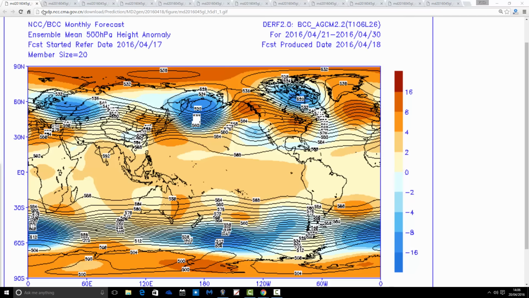Right, we'll start off with the 500 millibar height anomalies for the next month. And then we'll have a look at the corresponding temperature and precipitation anomalies. So, as you know with this, red, yellow, the brighter colours always extrapolate to high pressure, and blue extrapolates to low pressure. So the first 10-day period will be taking us from the 21st of April through to the 30th. The dates are at the top of the chart.